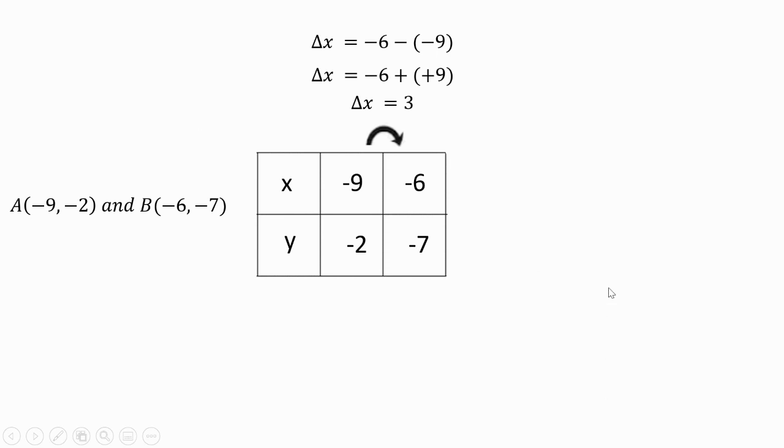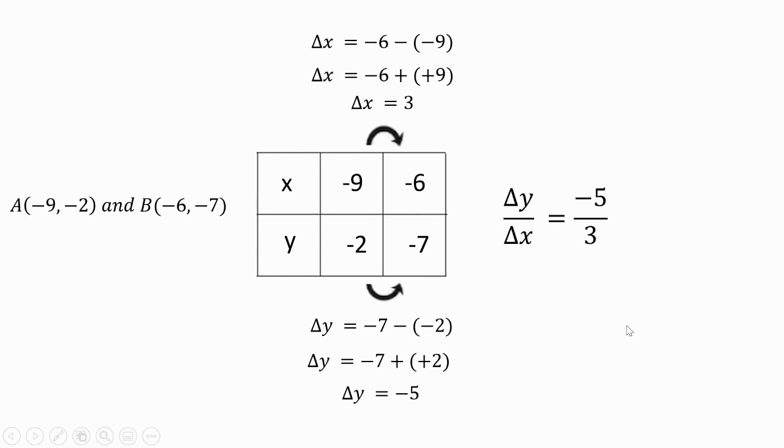That's what would be to the right. And then I get, okay, from -2 to -7, that's a decrease. Do the right one minus the left one, add the opposite. That is -5. All right. So I get the rate of change is -5/3.